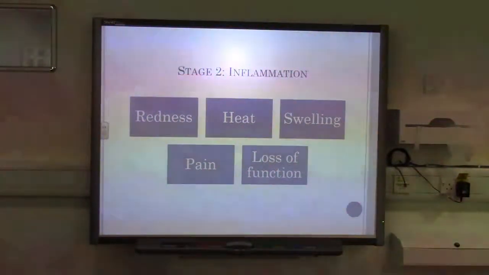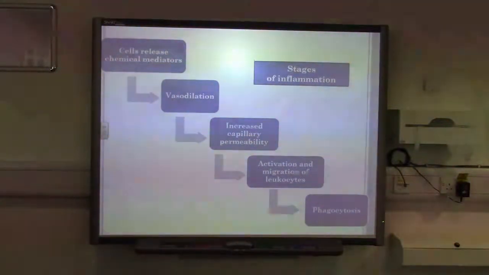So clinically, what's inflammation? We're all familiar with what inflammation looks like. So we have our redness, heat, swelling, pain, and loss of function. But what exactly is going on at a cellular level? So there's a lot of stages involved with inflammation. So that's cell release, chemical mediators from those platelets, where we have our pro-inflammatory cytokines and our growth factors. And this is also known as chemotaxis.